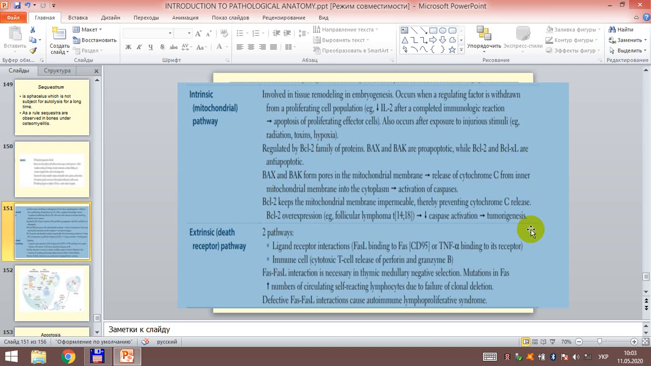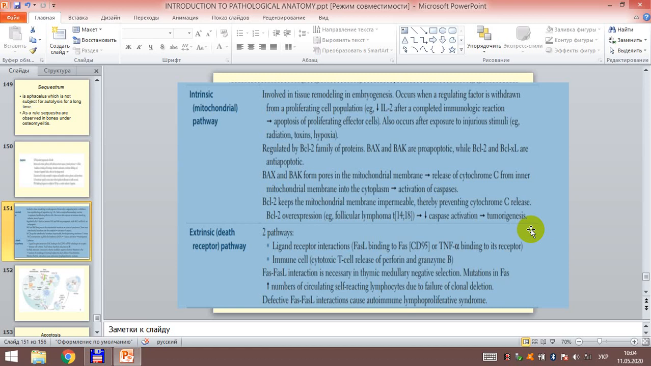It is regulated by the BCL2 family of proteins. Bax and Bak are proapoptotic, while BCL2 and BCL-XL are anti-apoptotic. Bax and Bak form pores in the mitochondrial membrane, leading to release of cytochrome C from the inner mitochondrial membrane into the cytoplasm, then leading to activation of caspases. BCL2 keeps the mitochondrial membrane impermeable, thereby preventing cytochrome C release. BCL2 overexpression, as in follicular lymphoma, leads to decreased caspase activation, leading to tumorigenesis.